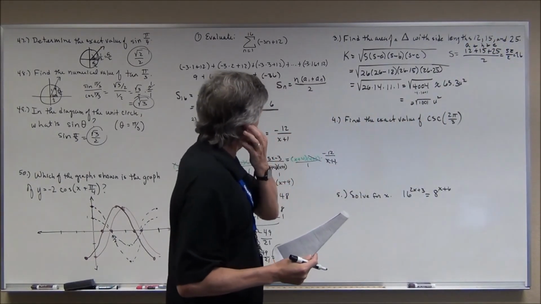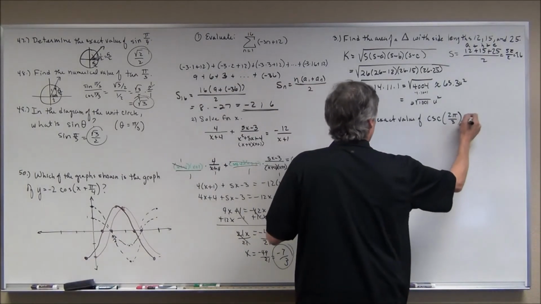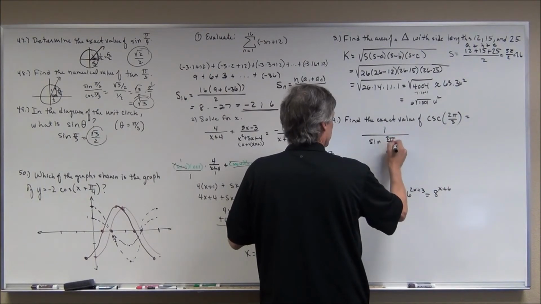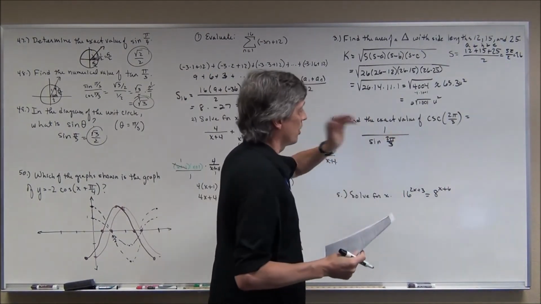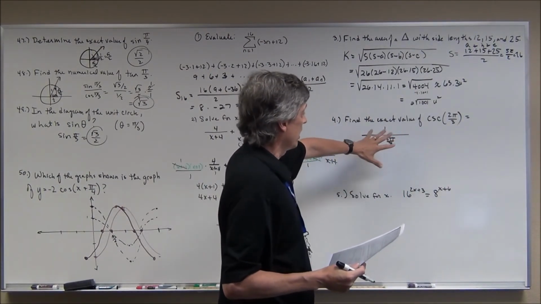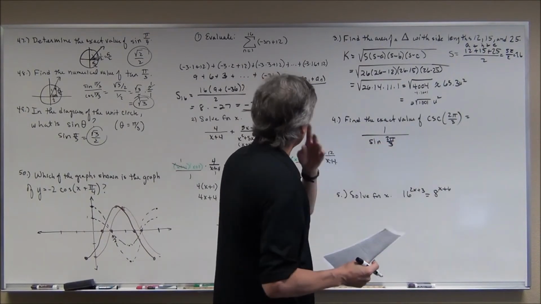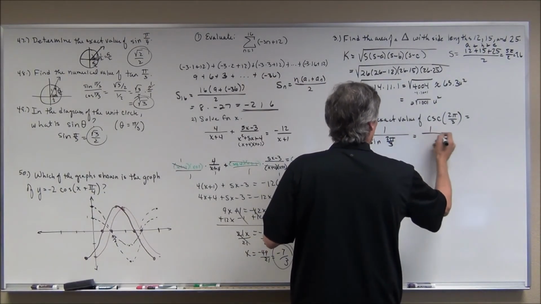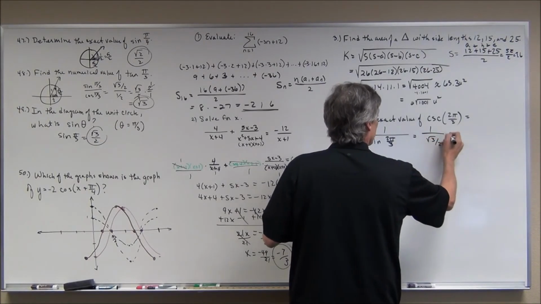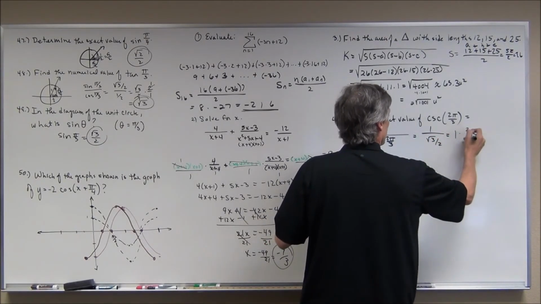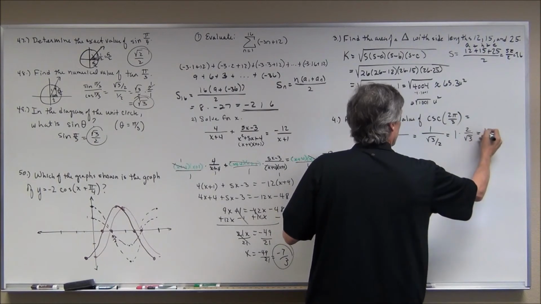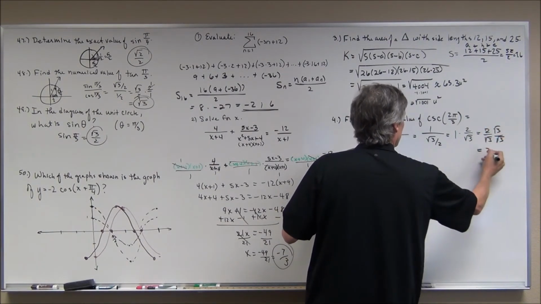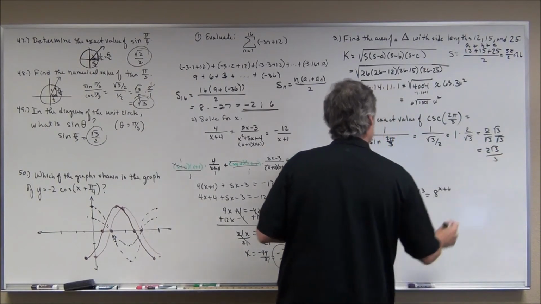All right, find the exact value. Well, the cosecant of an angle is 1 over the sine of the angle. And because I'm hurting for time, I'm not going to draw out a right triangle. I'm just going to go ahead and plug in from the unit circle that the sine of 2 pi over 3 is the square root of 3 over 2, so this is 1 times 2 over the square root of 3, which is 2 over the square root of 3. I rationalize my denominator, which is 2 square roots of 3 all over 3.